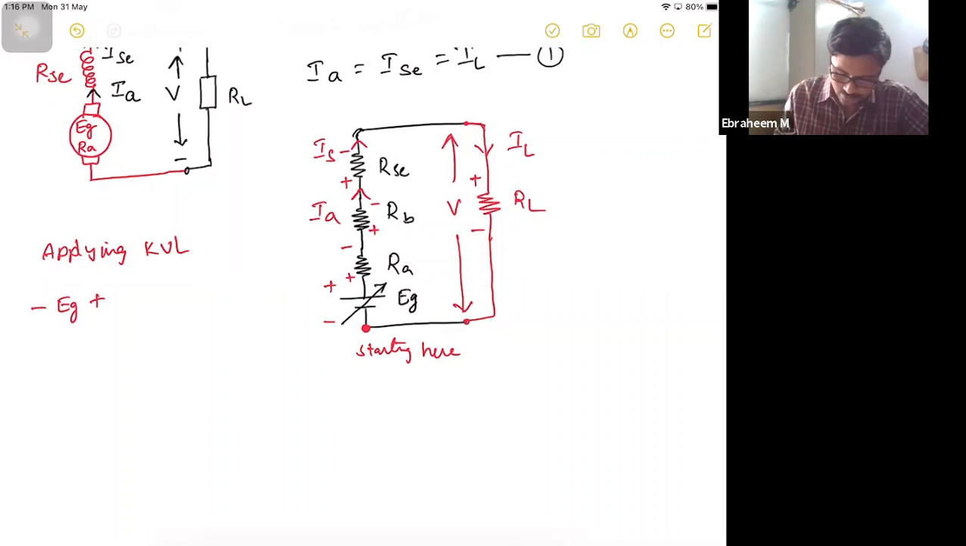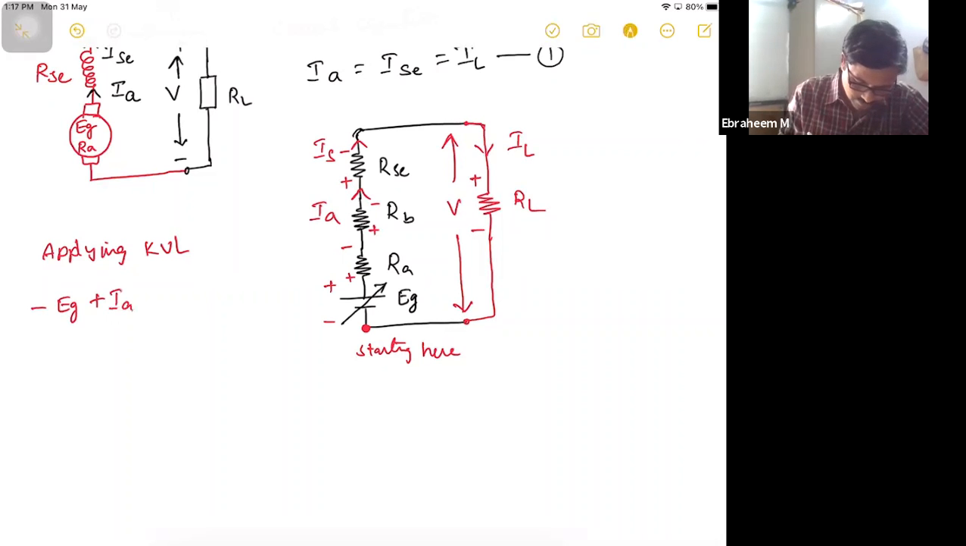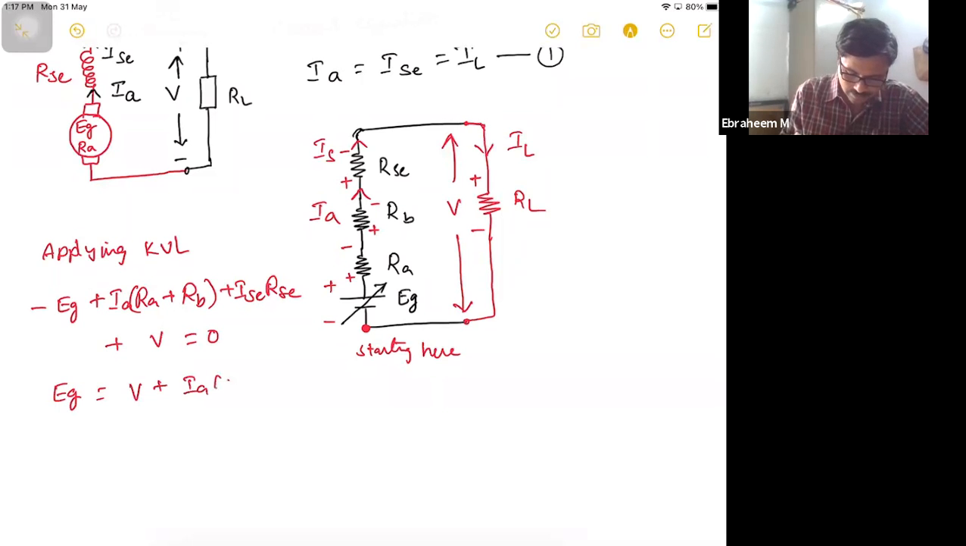IA, right. So what is the voltage across RA, the armature resistance? IA times RA. Right, very good. IA into RA, plus RB is also there. We can combine, plus ISC into RSC, plus V is equal to 0. So EG is equal to V plus IA into RA plus RB plus ISC into RSC.